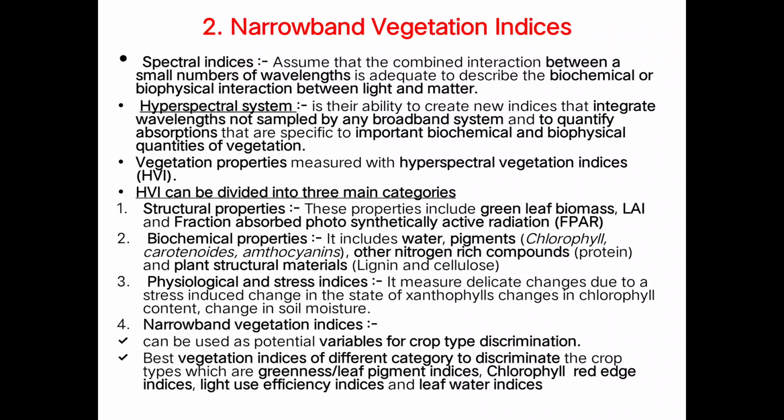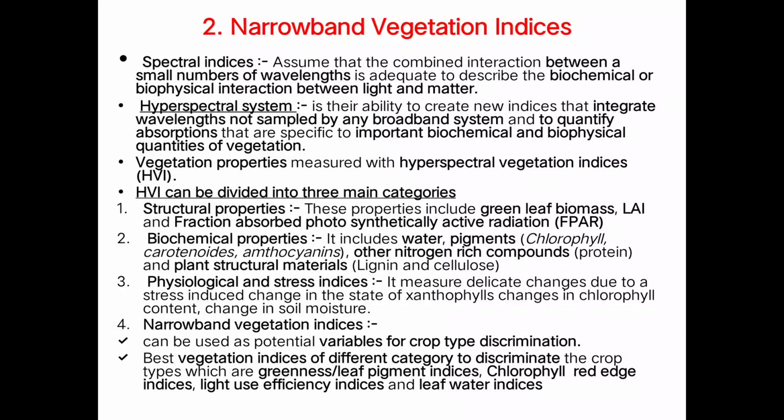Then after that, what is a hyperspectral system? The hyperspectral system has the ability to create new indices that integrate wavelengths not sampled by any broadband system, and to quantify the absorption bands that are specific to important biochemical and biophysical quantities of the vegetation. That means the hyperspectral system.